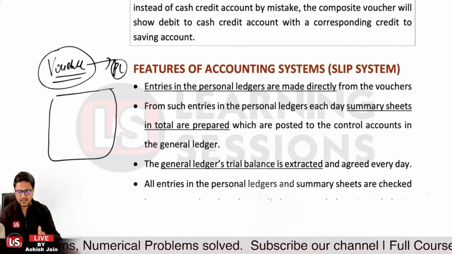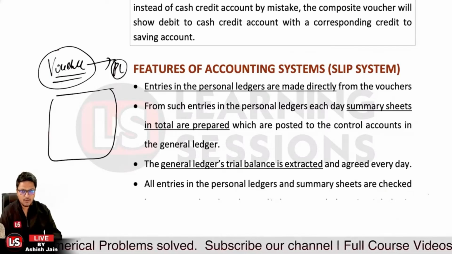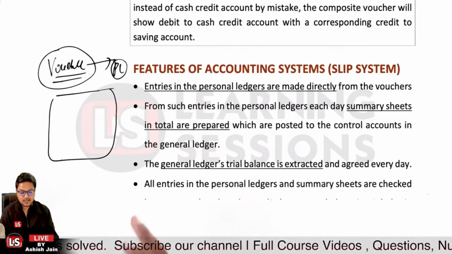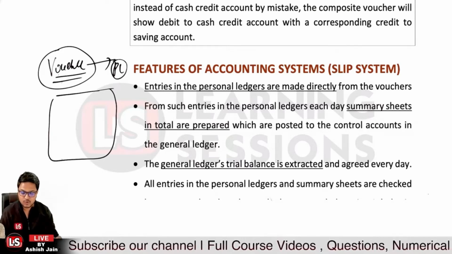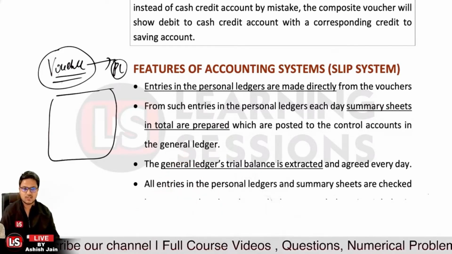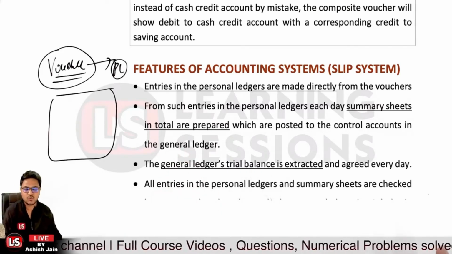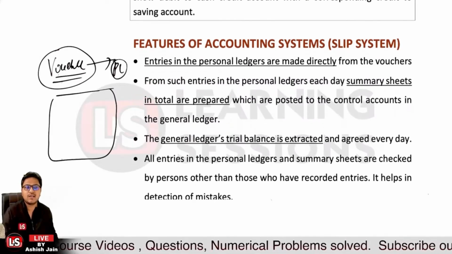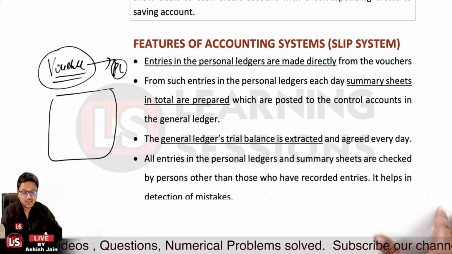Now in a computerized environment, this whole function is performed by the computer itself, so you need not worry about it. If correct credits and debits have been posted by you, the general ledger balances will tally. That is to be tallied and agreed, and all the entries in the personal ledgers and the summary sheets are checked by a person.